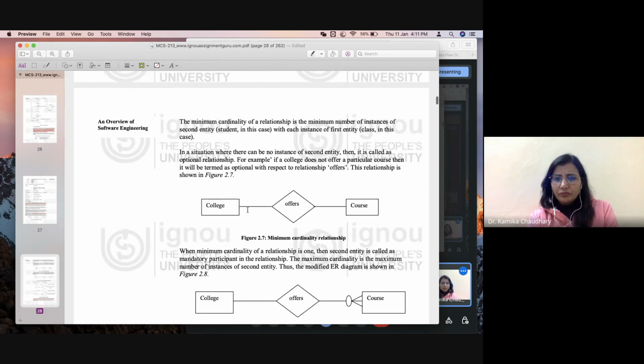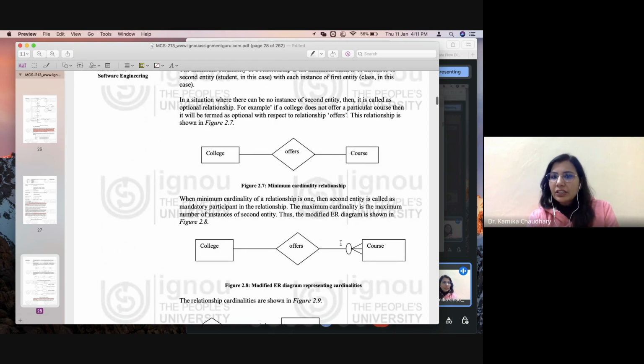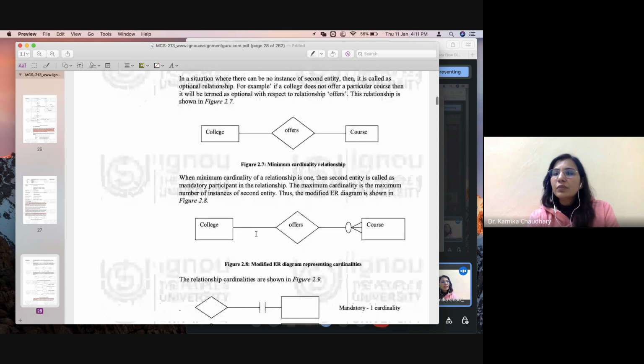Then what is minimum cardinality relationship? When there is a one-to-one relationship. A college offers a particular course, meaning the college offers only the psychology course, or only the computer science course, then it is a one-to-one relationship. When it is a one-to-many relationship, the college offers the computer science course also, the information technology course also, the MCA course also, the psychology course also, then we say that it is a one-to-many relationship.